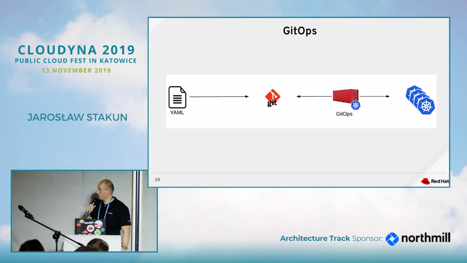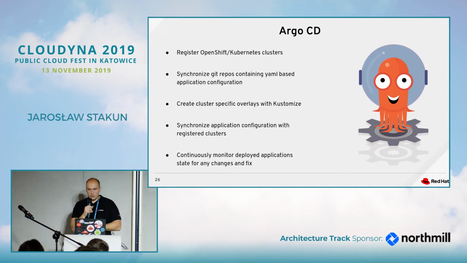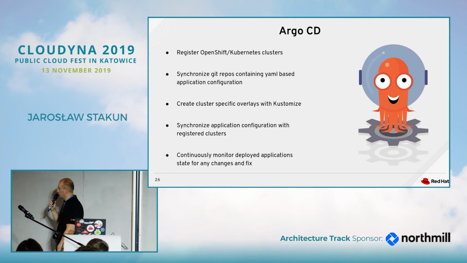So the idea of GitOps is pretty straightforward. It's just what I said. So you keep in a git repo a bunch of YAML files which hold the configuration of your application, and then you have an engine that could replicate that configuration between multiple clusters. So we've been using from quite early days Argo CD for that purpose.